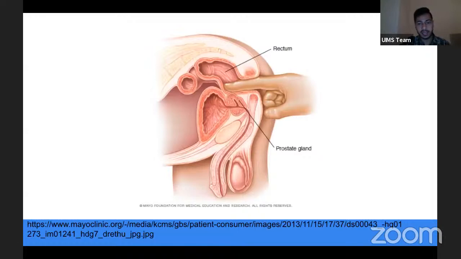So here is a very descriptive picture of how a PR is performed. I apologize for not providing an image for a female as well, but the anatomy is not too dissimilar. Obviously, we must make sure that we're not palpating the vagina instead of the anus, but I think we're all intelligent individuals here, and we would know what's what.